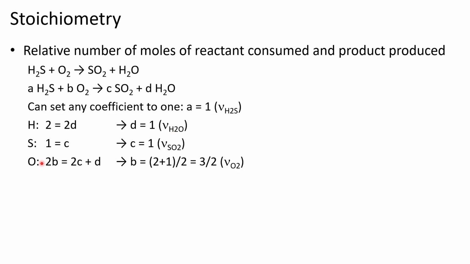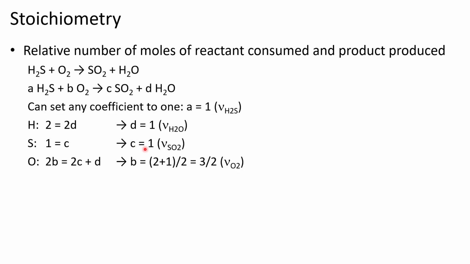If we do the same thing for sulfur, there's 1 sulfur atom in hydrogen sulfide. We multiply that by the stoichiometric coefficient of hydrogen sulfide, which is 1. That's the number of atoms that are in the reactants. We set that equal to the atoms in the products. Sulfur is only present in SO2. There's 1 atom, and we multiply that by the coefficient C to get C on the right-hand side of the equal sign.